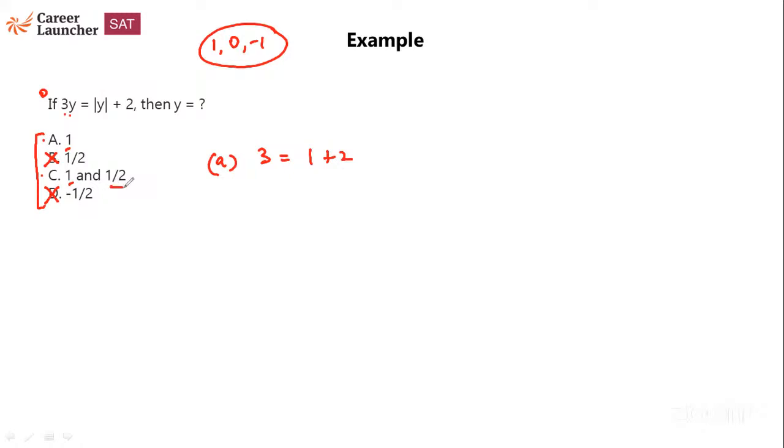Now option C has 1 by 2. Let's substitute 1 by 2. 3 into 1 by 2, that is 3 by 2. Is it equal to modulus of y as 1 by 2 plus 2? Are they equal? 3 by 2, that is 1.5. 2 plus 0.5 is 2.5. Are they equal? No. That means option C is not correct. Option A is the correct answer here.